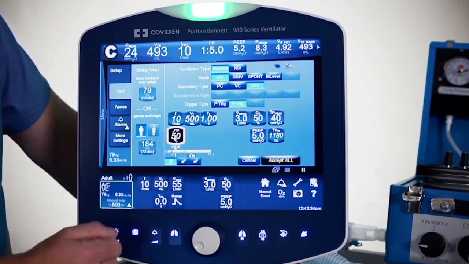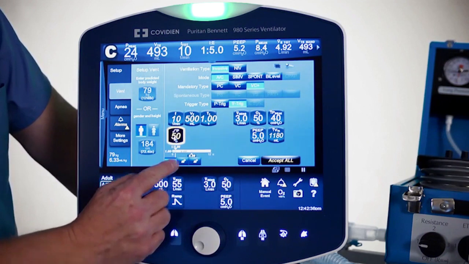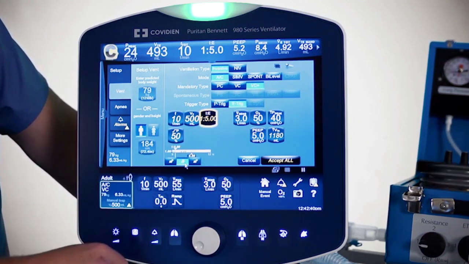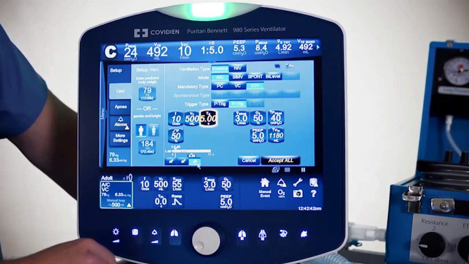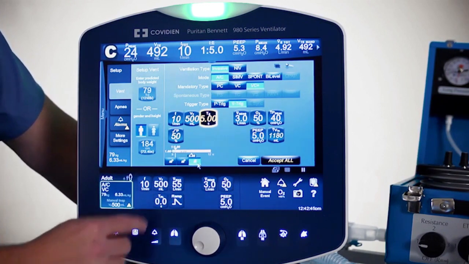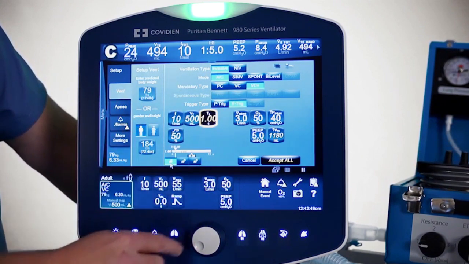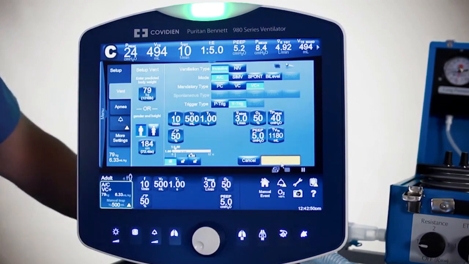And then you also have these three locks, and so you can decide once again what's the most important variable that you want to set. Is it the inspiratory time, the I:E ratio, or the expiratory time? For my purposes, I'm going to go and stick with the inspiratory time. Once you have all those set, you just press accept.